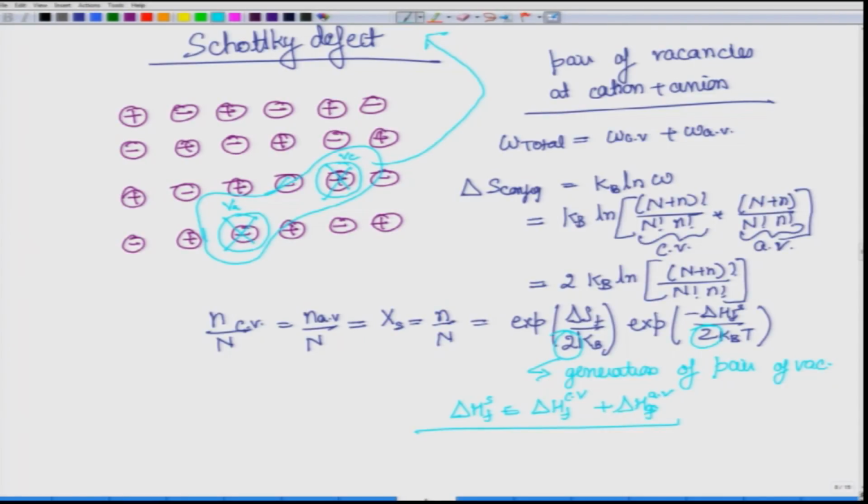So, in all other ways this relation is similar to the one that we derived for Frenkel. Over there we had n as n interstitial, but here we do not have the problem of n interstitial. So, in that sense it becomes much simpler. And again you would see that these derivations would become much more meaningful when we look at them from the point of view of defect reaction.